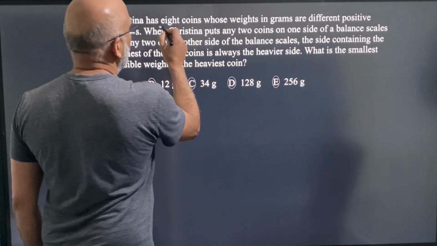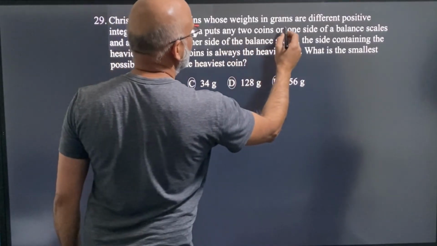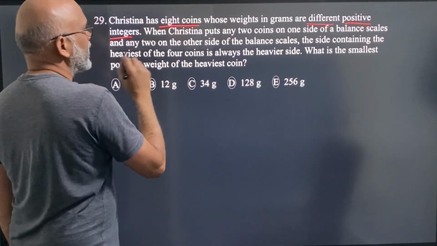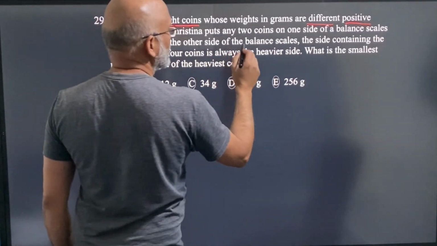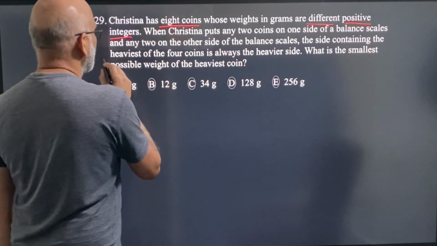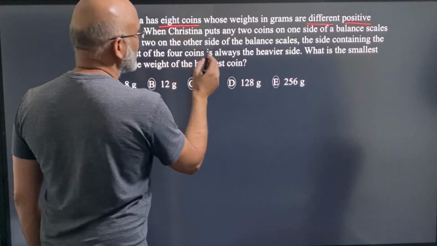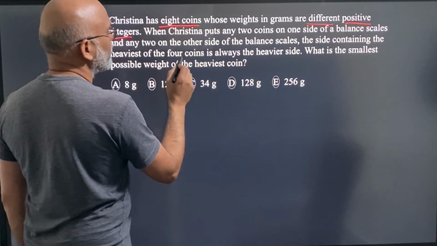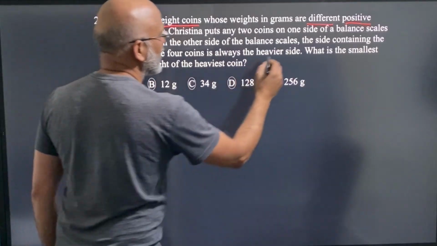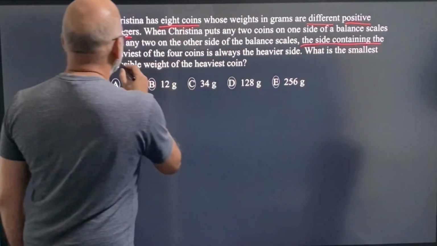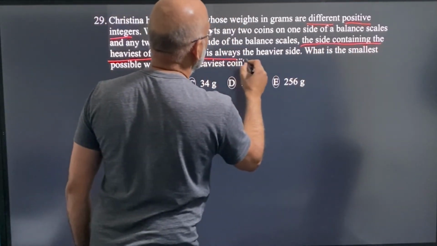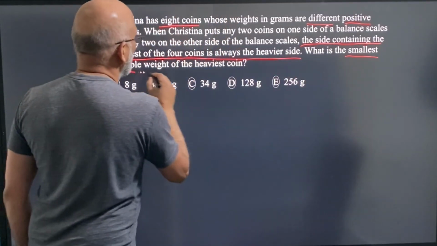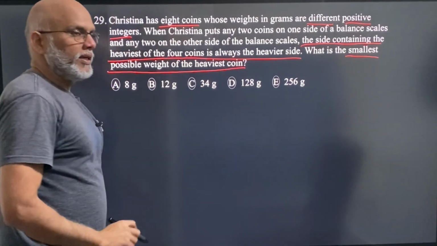Christina has 8 coins whose weights in grams are different positive integers. When Christina puts any 2 coins on one side of a balance scale and any 2 on the other side of the balance scale, the side containing the heaviest of the 4 coins is always on the heavier side. Right? So the side containing the heaviest of the 4 is always on the heavier side. What is the smallest possible weight of the heaviest coin?